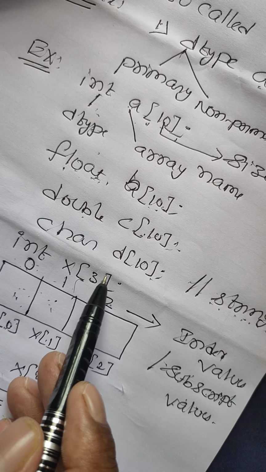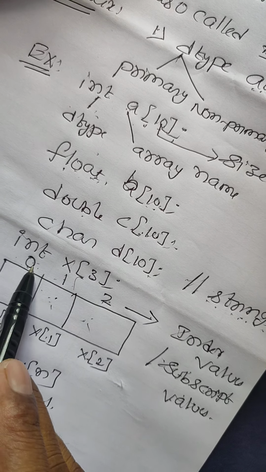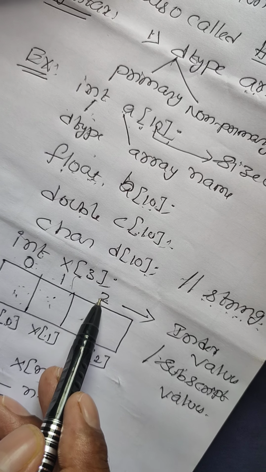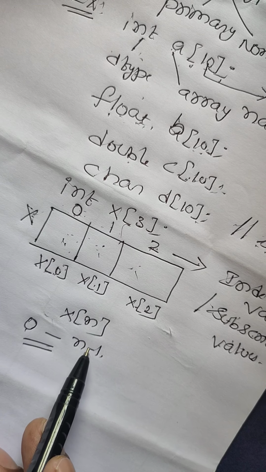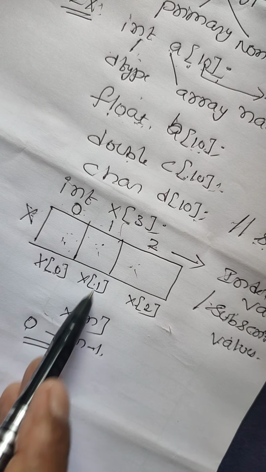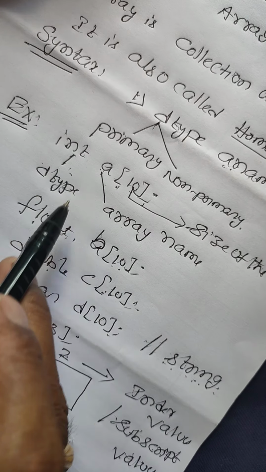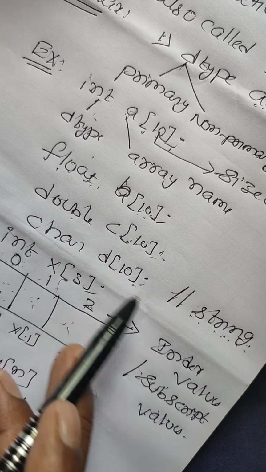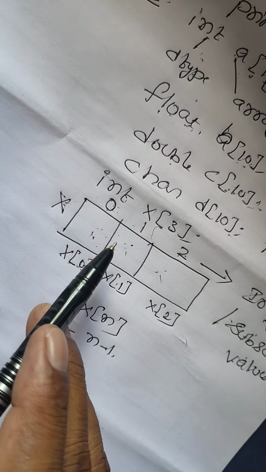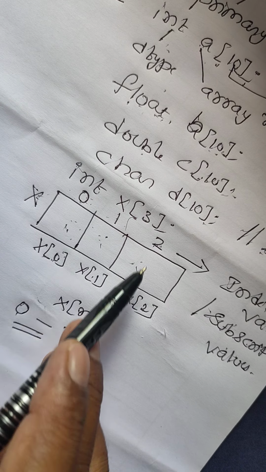Here there is a 3. That's why it will start with 0 and end with 3 minus 1. That is the 2. If you are representing n, it starts with 0 and ends with n minus 1. So this is the process, the syntax, and the example, that is the types of arrays: integer array, float array, double array, character array. Then after that we looked at how it will be stored in the memory.